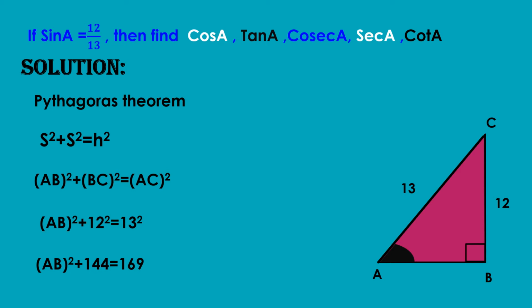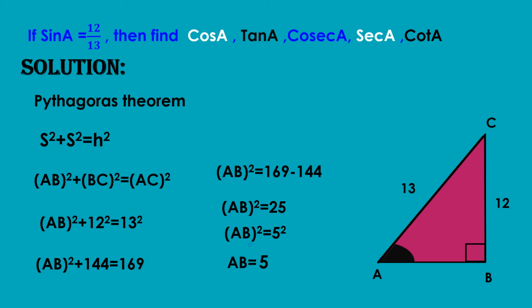So 144 goes to the right side. That means AB square is equal to 169 minus 144. 169 minus 144 is 25. That 25 we can write as 5 square. Both sides square has been cancelled. Then AB is equal to 5. So this is the value of AB we needed. Then AB we have to write as 5.